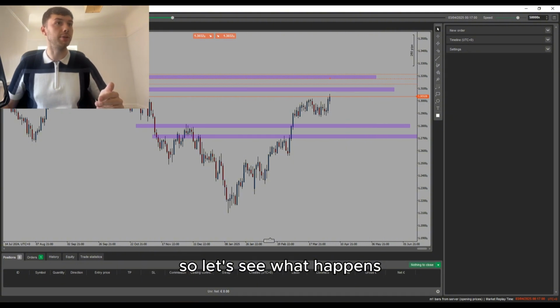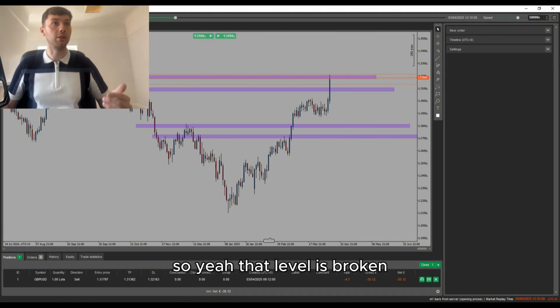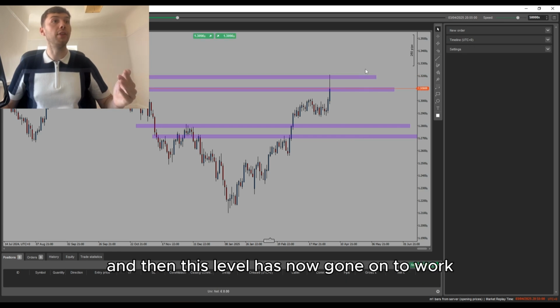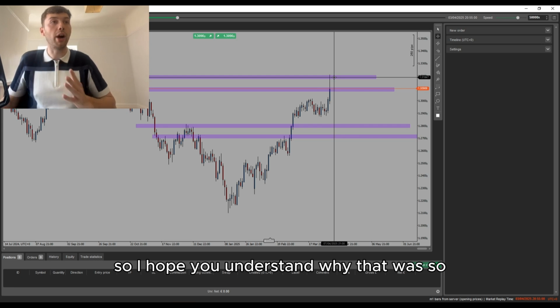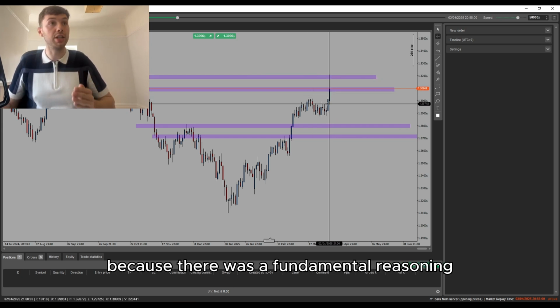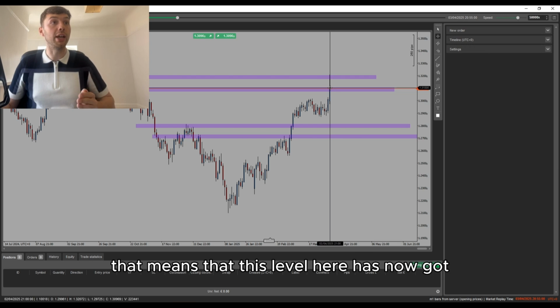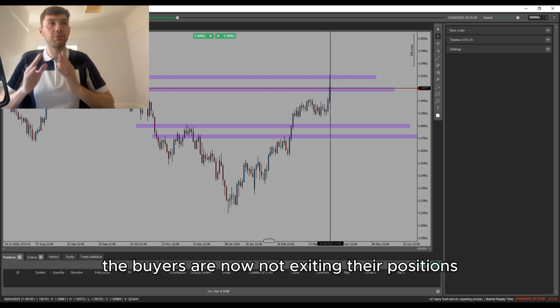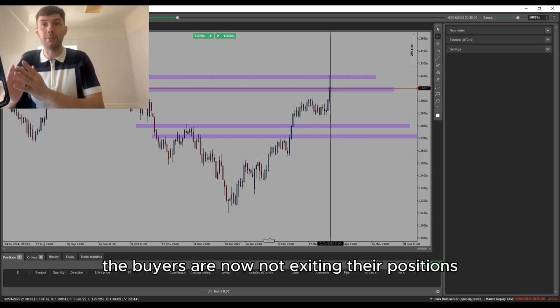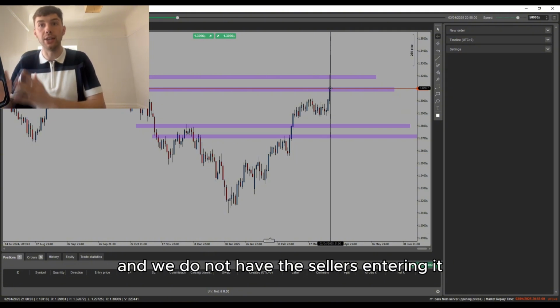So let's see what happens. Yeah, that level is broken, and then this level has now gone on to work. I hope you understand why that was. Because there was a fundamental reasoning, that means that this level here has the buyers not exiting their positions and we do not have the sellers entering it.